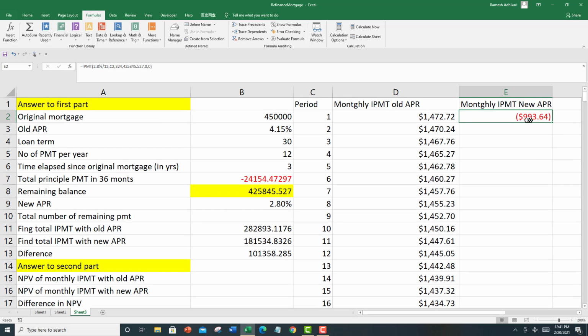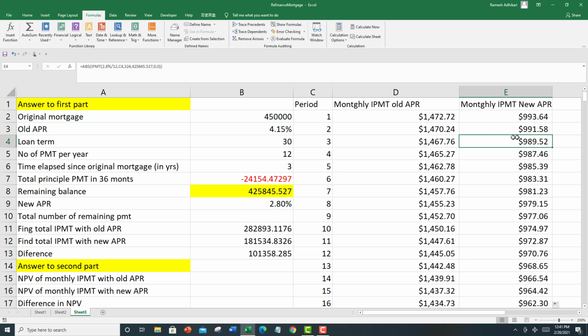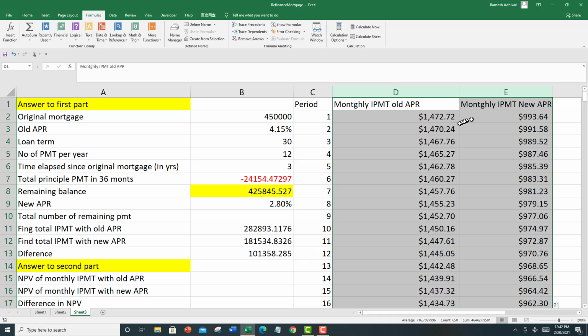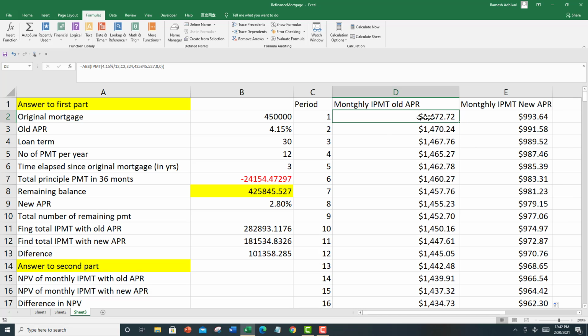Okay, once I do that, this is my monthly interest payment for this new APR. And again, I'm going to put this ABS sign so that I get the positive number right here. Okay, so after that, I can double click on the square box. Boom, done. So now I have my monthly interest payment for both APRs. Now I can calculate the present value of each monthly interest payment.